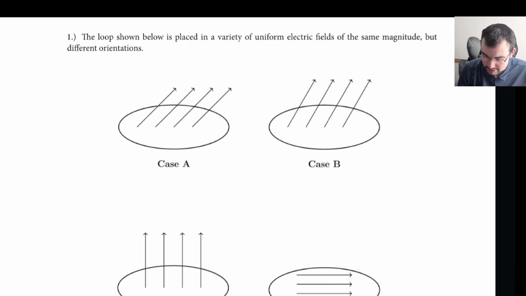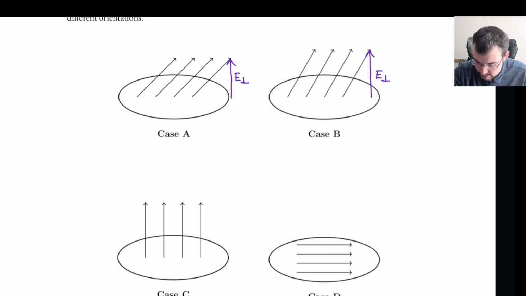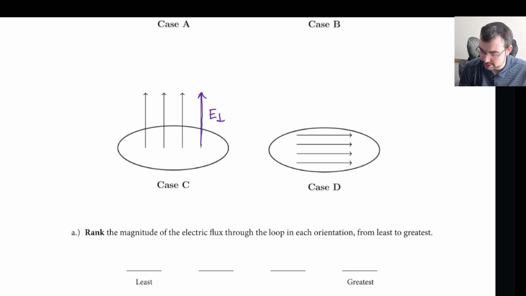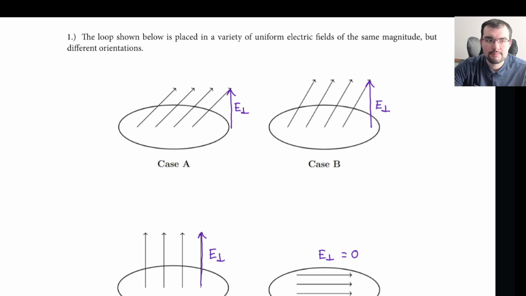Our perpendicular component of that E field is just going to be whatever is perpendicular to the surface here. So this would be our E perp for this surface. This would be our E perp for the second surface. The entire thing is E perp for our third surface. And there is no perpendicular component in the final case. And we can tell that since these surfaces are living in a horizontal plane, we're really just ranking how vertical the E field is.